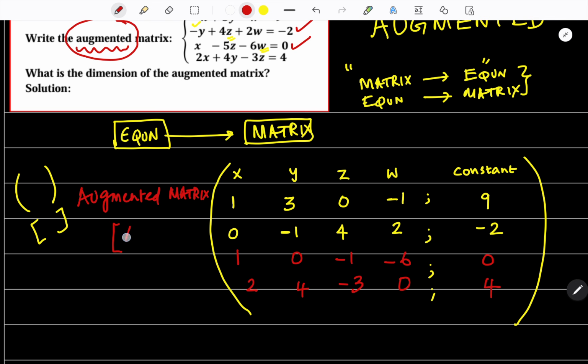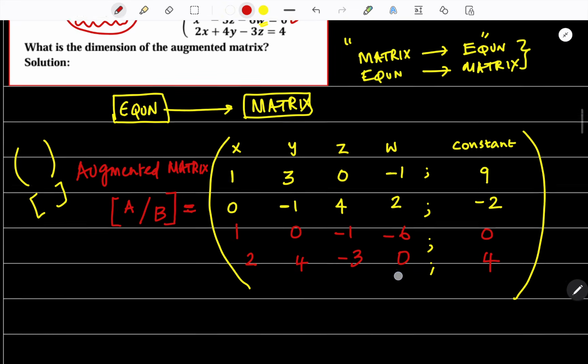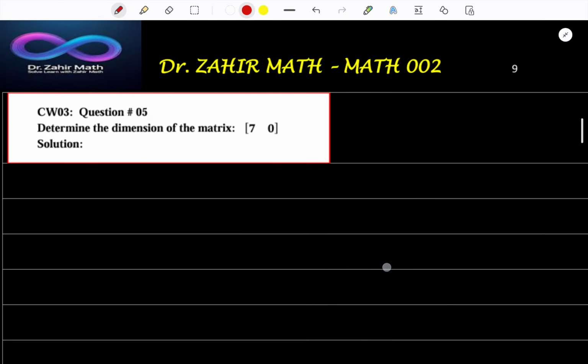You can also write it in a mathematical way, A slash B. Also you can write it like this. A slash B, you can also write. This is called an augmented matrix. Okay, right. So let us go to the next one.